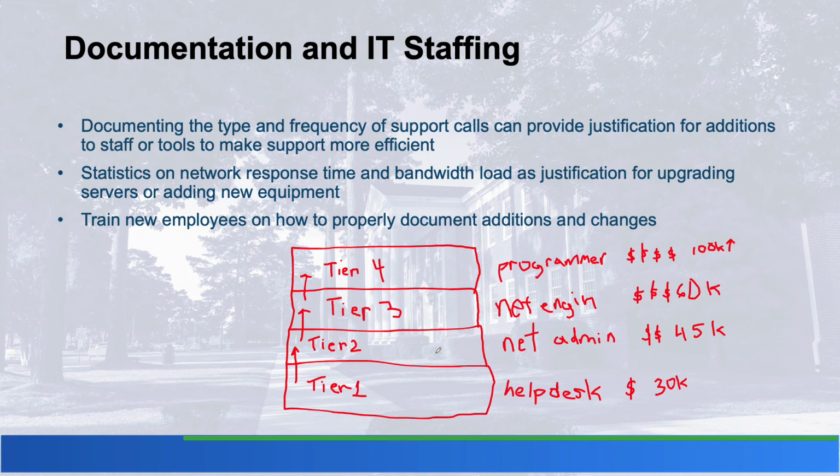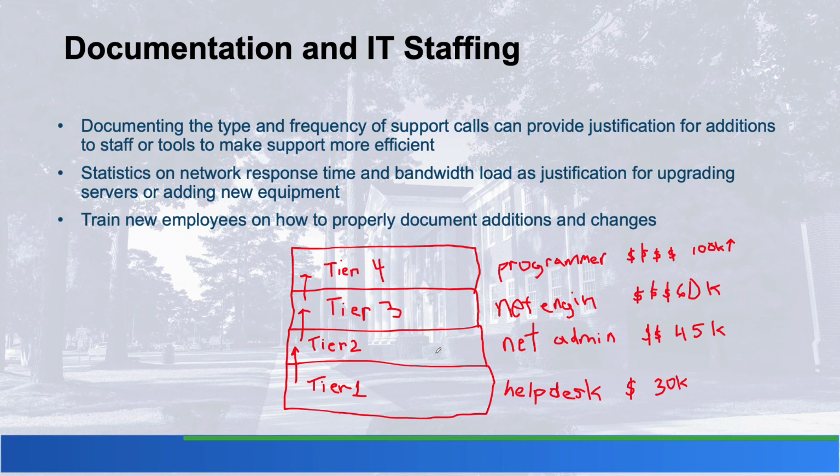Statistics on network response time and bandwidth load as justification for upgrading servers or adding new equipment. So we can also document how much of our pipe that we're using or how fast the servers are responding to document those types of things so that we can say, hey, we need a bigger pipe, we need more bandwidth, or we need a new server because the server's being used so much that it's responding slowly.